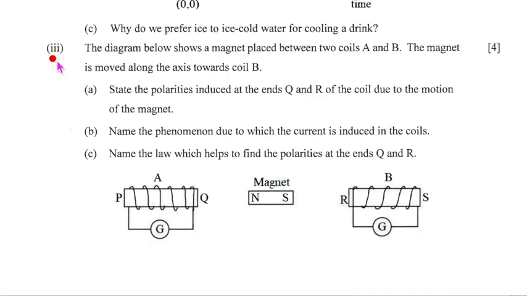9th question, 3rd subpart. Diagram shows a magnet placed between 2 coils A and B. So we have A and B 2 coils, and the magnet is moved along the axis towards coil B. So when it is like so, Lenz's law will operate. If you know your Lenz's law well, then you can solve this question. Name the phenomenon. You know it's electromagnetic induction. So fine, you know the law also, Lenz's law.